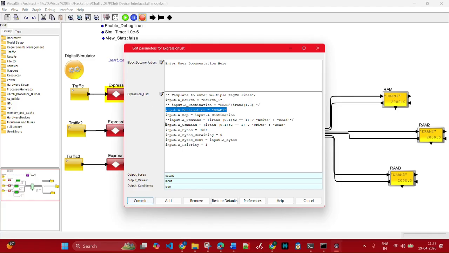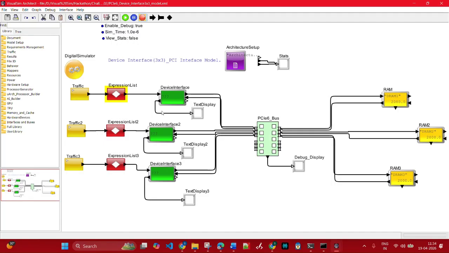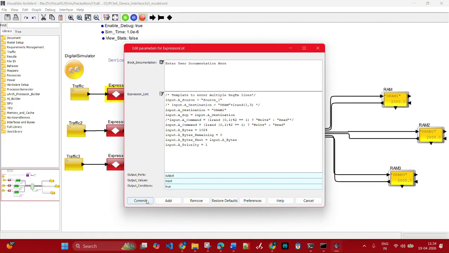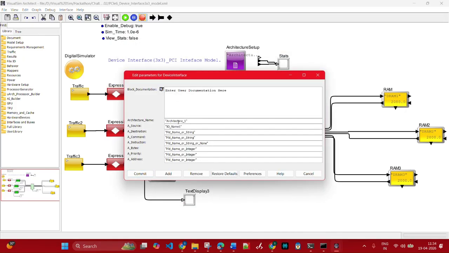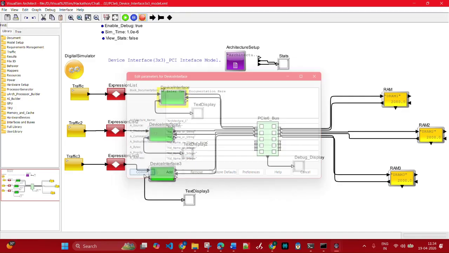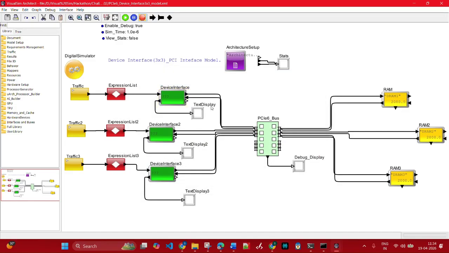Next is a command, whether I want read or write. Here I'm generating 50% read or write. I can even make it just read or just write transactions. I also have the number of bytes I need to generate and the priority of this TG, so I'm just having a few parameter selections here. In the device interface, it's just a model. Whatever transaction I send goes through a PCI bus.